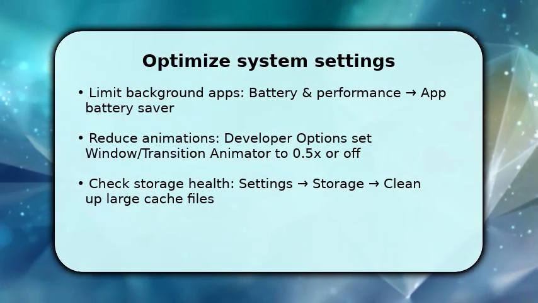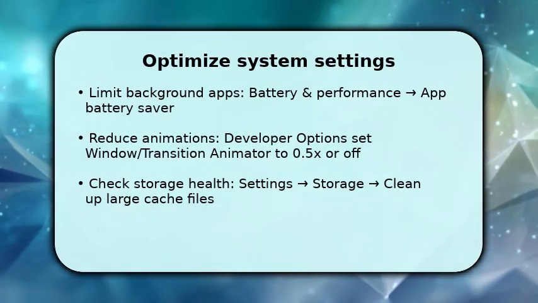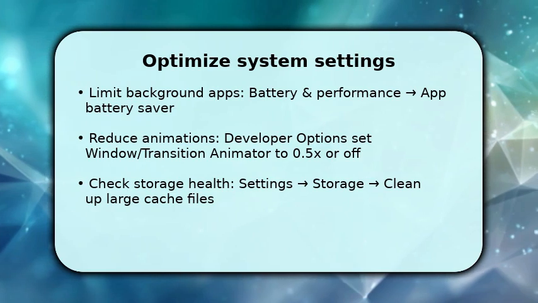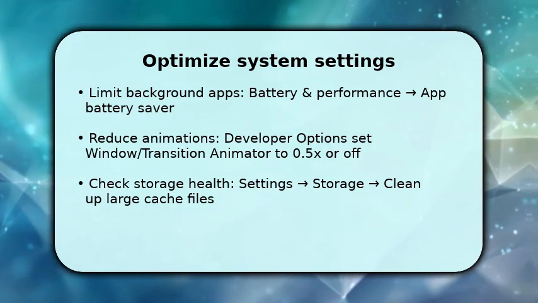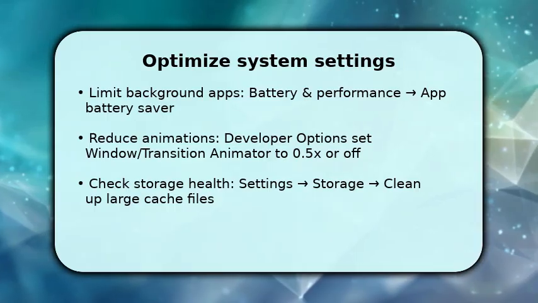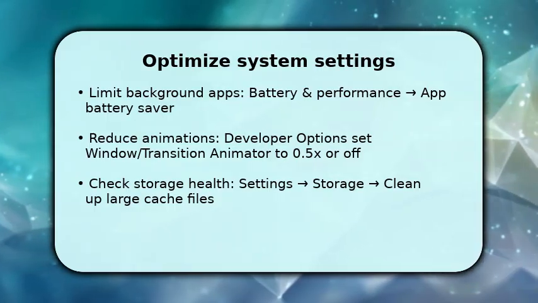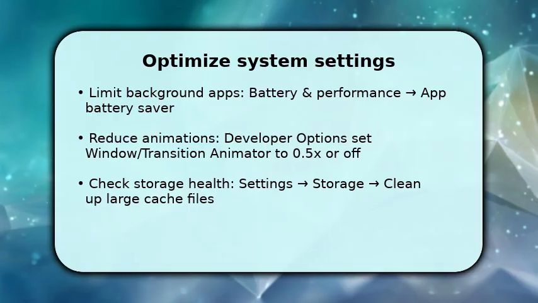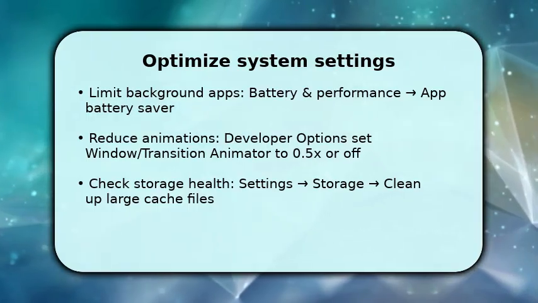You now change settings to remove hidden throttles. In battery and performance, force app battery saver for non-essential apps so background CPU use drops. This prevents sudden freezes. Then in developer options, reduce window and transition animation scale to 0.5x or off to speed UI rendering.